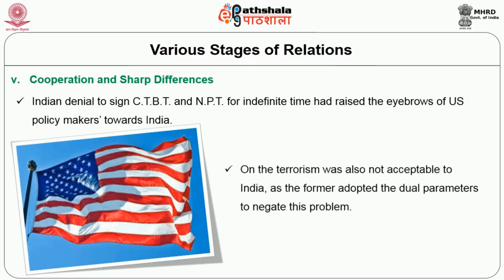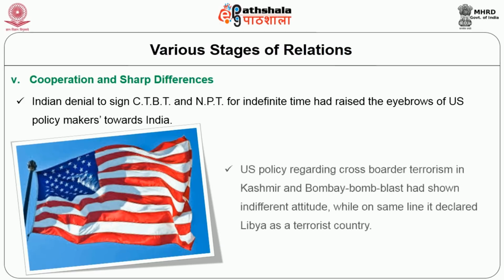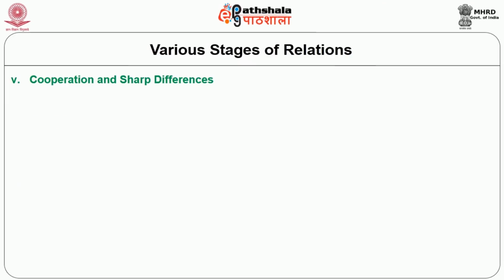The US role on terrorism was also not acceptable to India, as the former adopted dual parameters to negate this problem. The US policy regarding cross-border terrorism in Kashmir and the Bombay bomb blast showed an indifferent attitude, while along the same line it declared Libya a terrorist country. This scenario gave a dent to cordial ties.